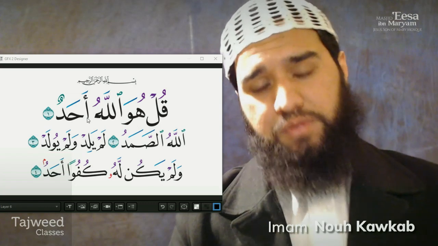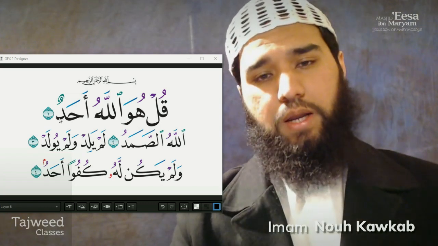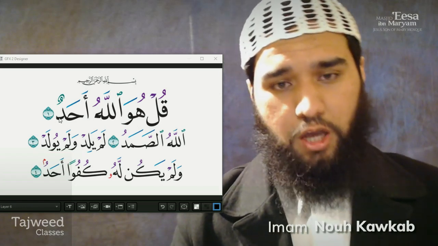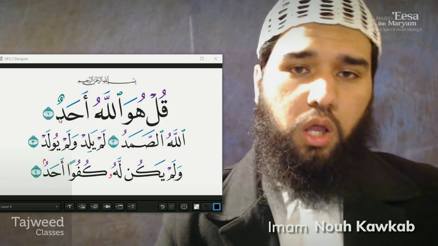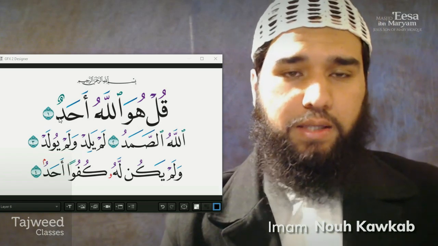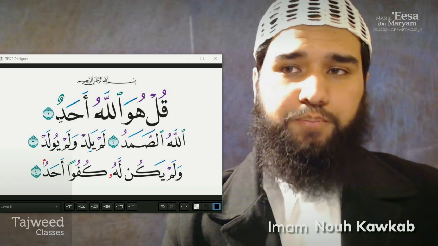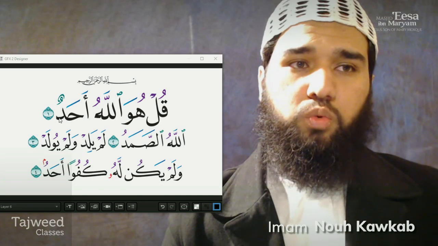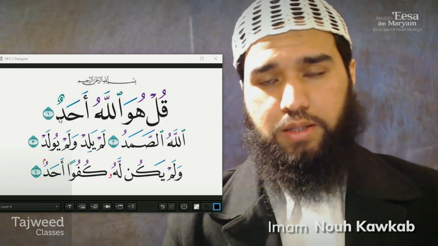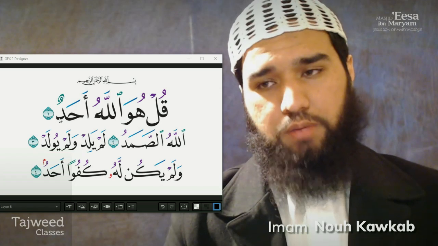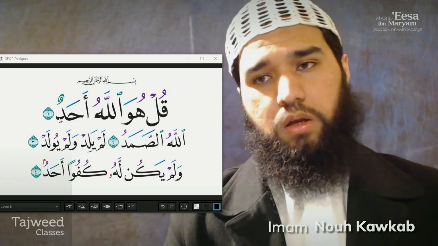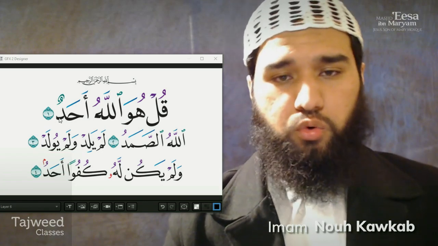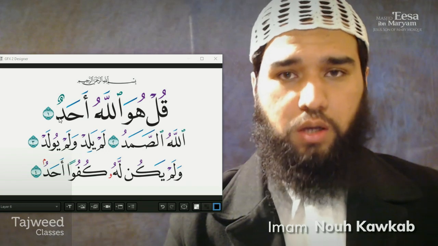Aha. Then comes the letter dal. Dal is pronounced from the top tip of the tongue. قل هو الله أحد. And dal here, we're reading it in a manner where it carries a sukoon. The dal here is sakin because we're stopping on it. So since dal is sakin, we'll be applying the rule of qalqala here.